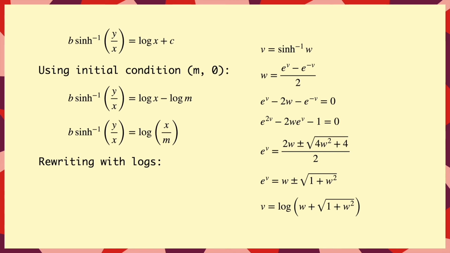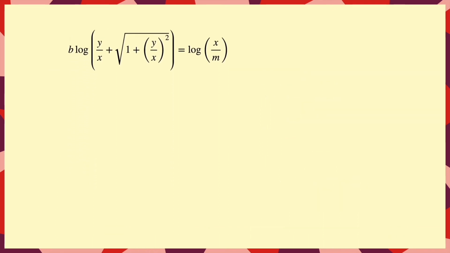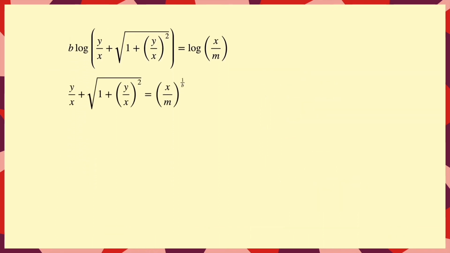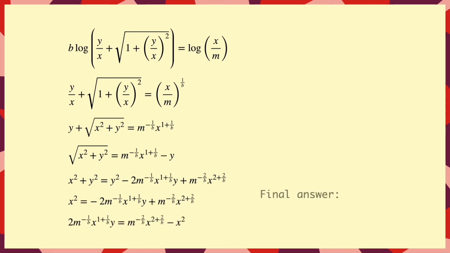So we can plug this in. Then we want to take e to both sides to remove these logs. And we can multiply by x, bring the y over to the right hand side, square both sides to get rid of the square root, and then just some rearranging, being very careful with the powers of m and x, gets us to our final answer, with y as a function of x.